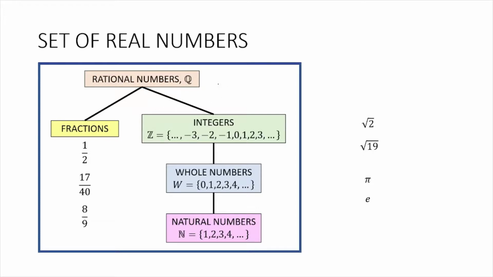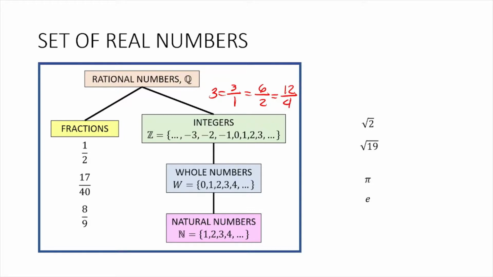3. So for example, let's consider 3. Okay, 3 can be expressed as 3/1, which is a ratio between two integers, right? It can also be expressed as 6/2, which is still a ratio between two integers. Or we can also write this as 12/4, which is again still a ratio between two integers.